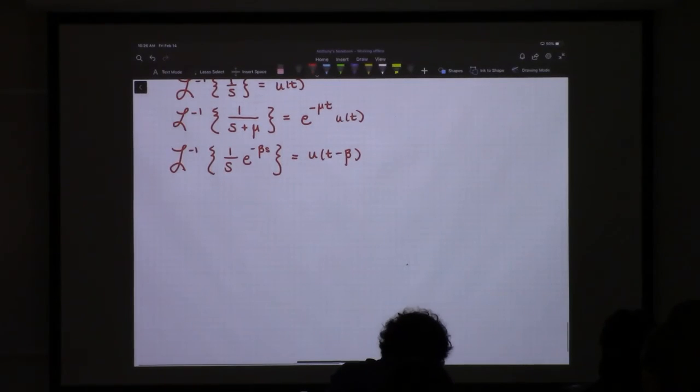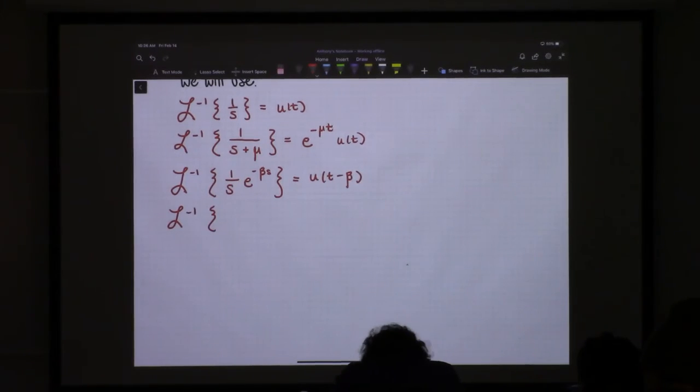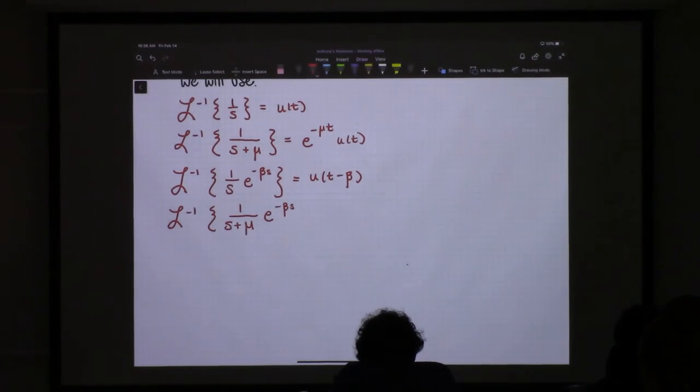And so then the last one that we don't know is what is going to be the inverse Laplace transform of 1 over s plus mu when it's multiplied by e to the negative beta s. And so we'll just take this up here. It'll be e to the negative mu t. Anytime we see a t, we'll replace it with a t minus beta.